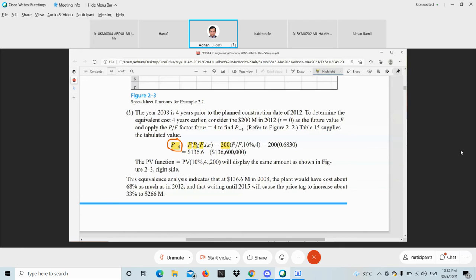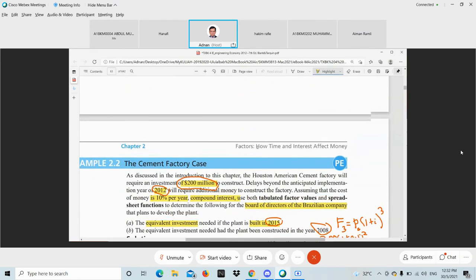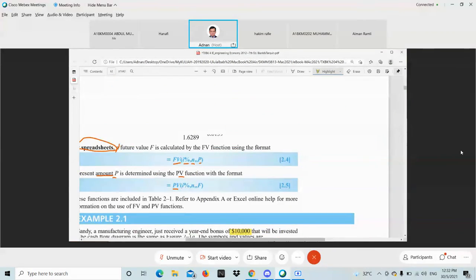Okay, P sekarang ni P minus 4. So that 200 multiply with the factor lah. So factor ini adalah P over F. Okay, P given F, we want to know the P which is given F. Okay, the formulanya adalah, okay, the P given F. Okay, if you still remember, these are the formula P given F.